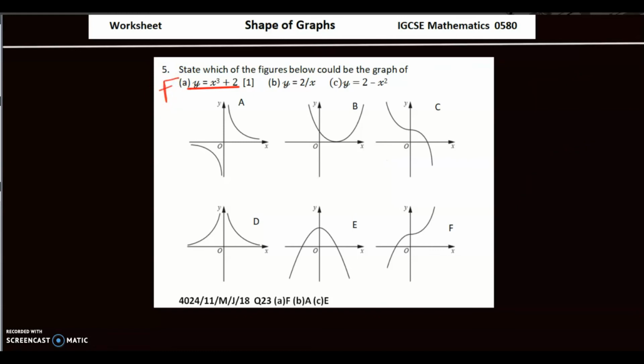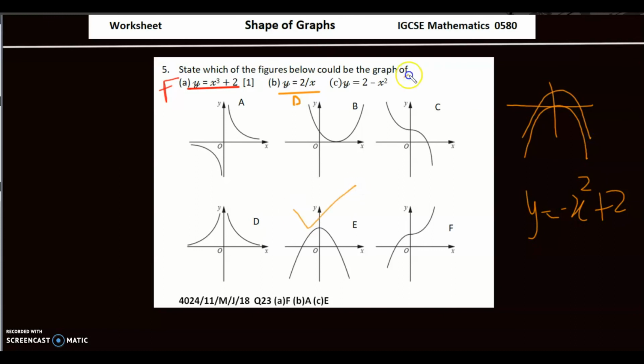equation A. Then it's 2 upon x. 2 upon x is a reciprocal function, which means there needs to be a discontinuity at x equals 0, since when you substitute 2 upon 0 in the calculator, it will give you a math error. So at x equals 0, there should be a discontinuity, which is in graph D. And then we have y equals 2 minus x square. The coefficient of x square is negative. That means it's going to be a graph like this. And then it's y equals minus x square plus 2. So the same graph now goes 2 units up. So it's E.